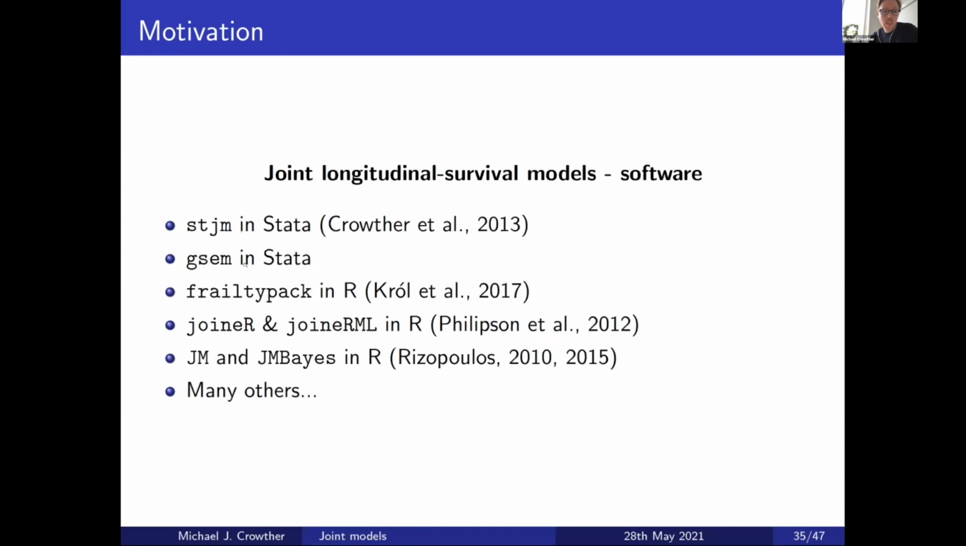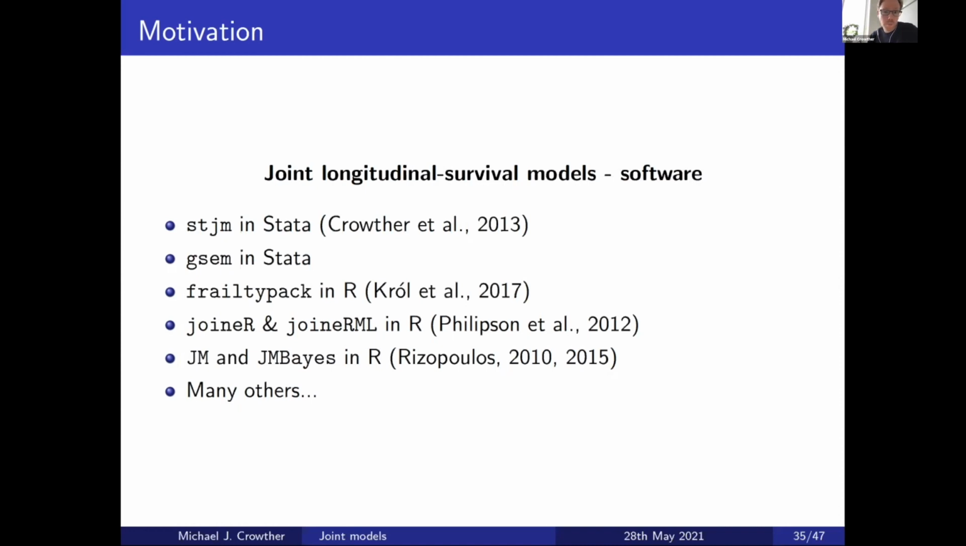STJM, what I've talked about today. GSEM is a general structural equation engine in Stata, which can fit lots of shared parameter models. Virginie's frailtypack can fit a huge range of multi-level survival models as well as joint models. JoineRML by Pete Philipson and Graham Hickey as well. Of course, Dimitris's JMbayes, and now JMbayes2, I think we're going to hear about next. And of course, there's many others. There's Cécile's latent class package as well. So there's a huge wealth of software implementations which allow us to fit these models and use them in applied research these days.